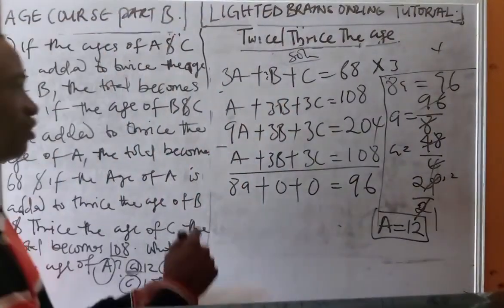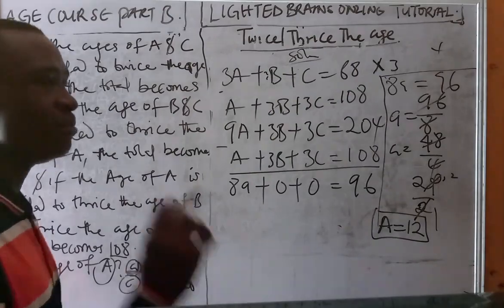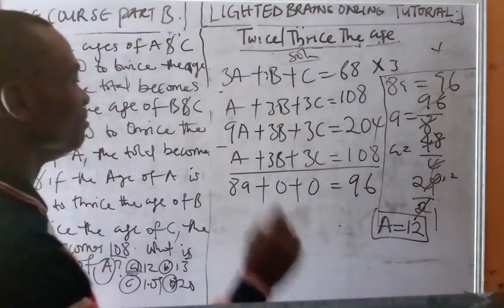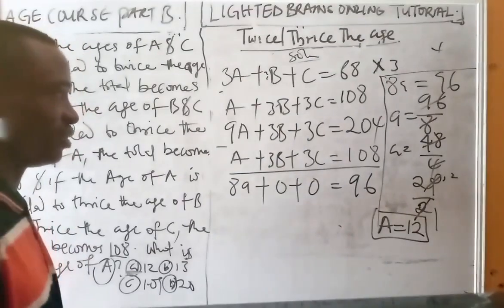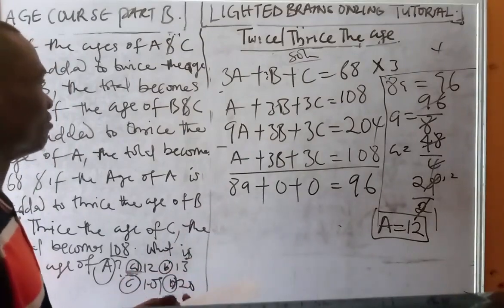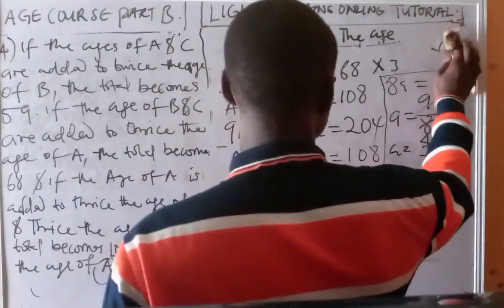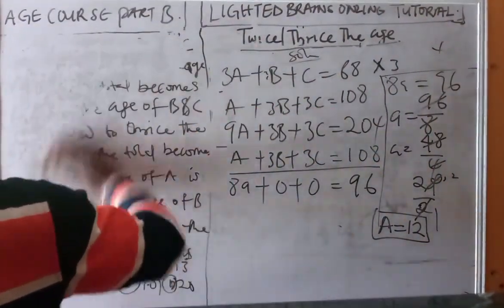So the thing is just that for you to know, if they're asking for C, just find the number that, whenever you multiply by it, will make sure that it eliminates both A and B, so that you find the value of C. Do you understand? So it's easy. Let's enter question 5. I'll be reading it out.